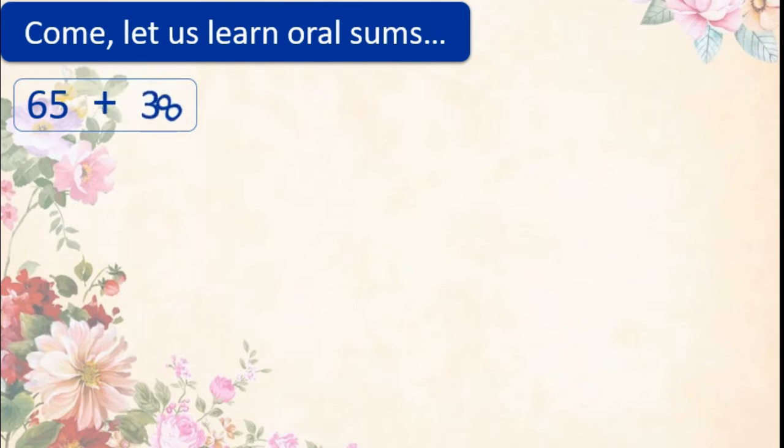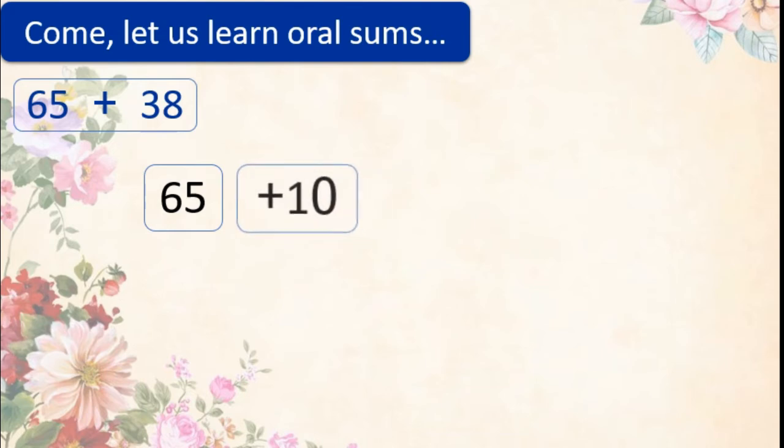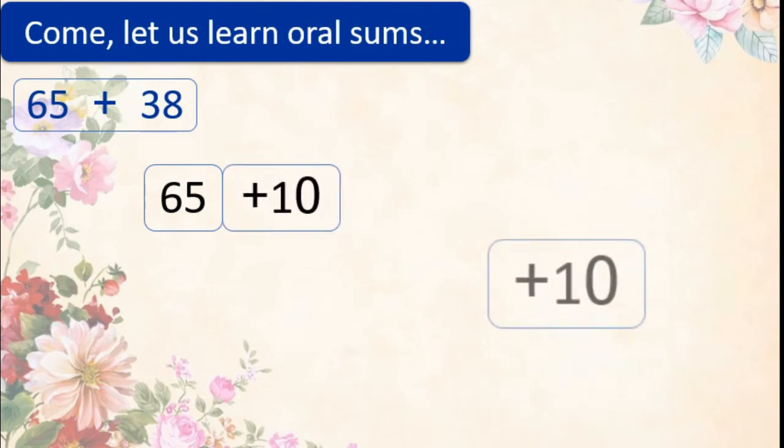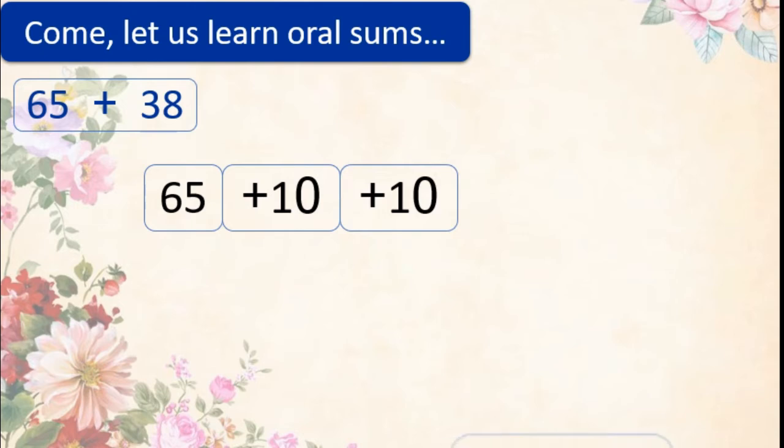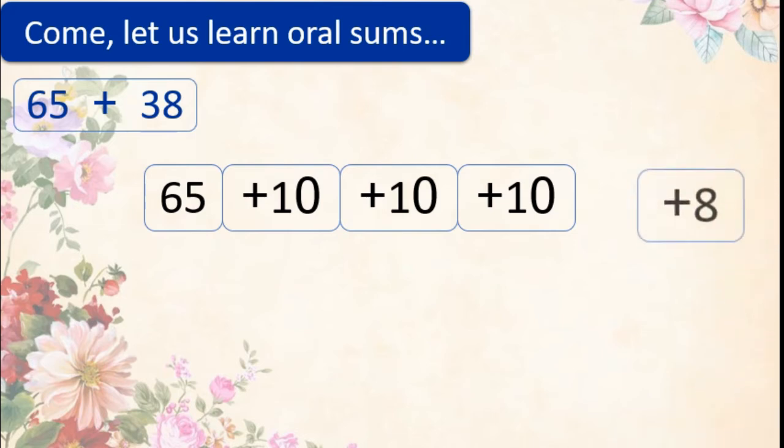See the numbers. 65 plus 38. Again, which is the greater number? 65. We will keep it as it is, 65. Again, we will bifurcate 38 into tens and units. Here also 30 means 3 tens and 8 units. Correct? Here also we will add 3 times, 10 plus 10 plus 10. This became 30, 3 tens, correct? Now 8 remained. So plus 8 we will write.